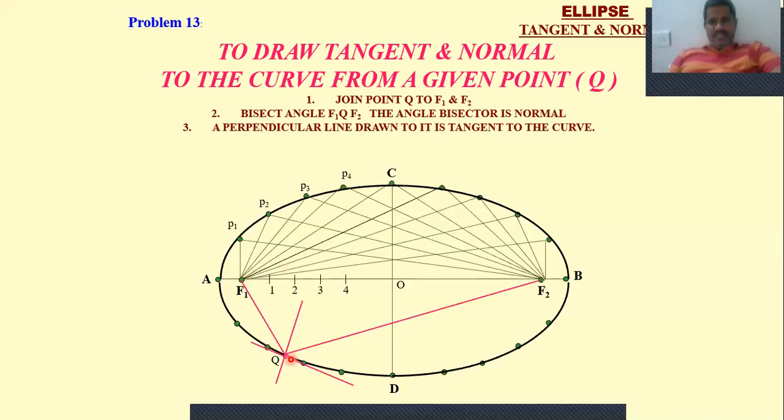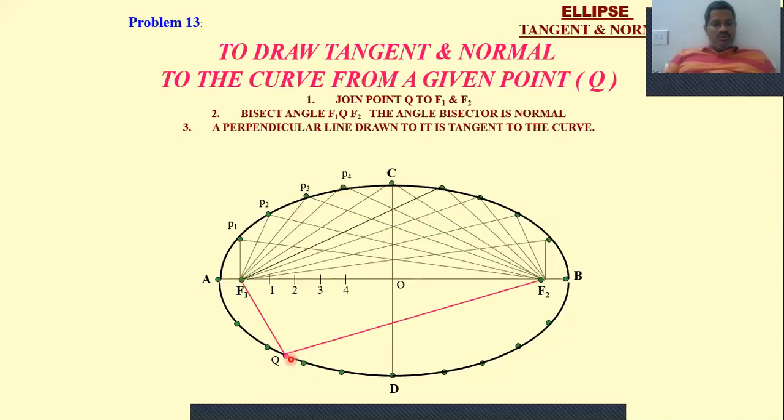I repeat this once again. We have an ellipse here. My intention is to draw a normal and tangent to a point on the curve. Here the curve is an ellipse. Now take a point here. I am naming this point as Q. Now you join this point Q with the two focal points like this.